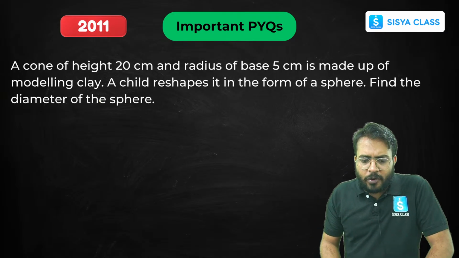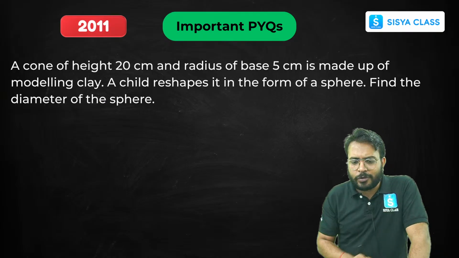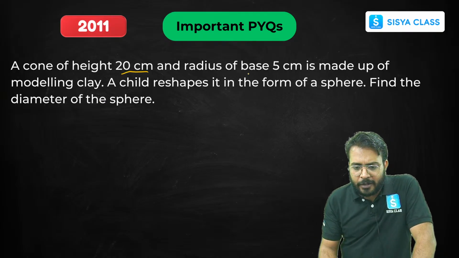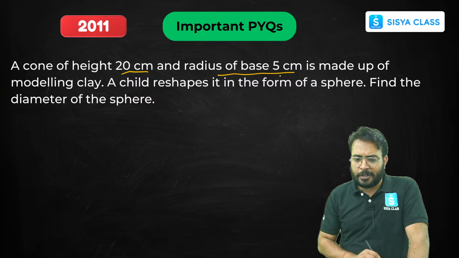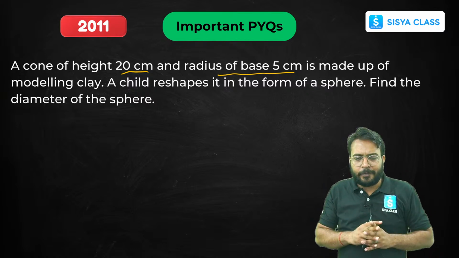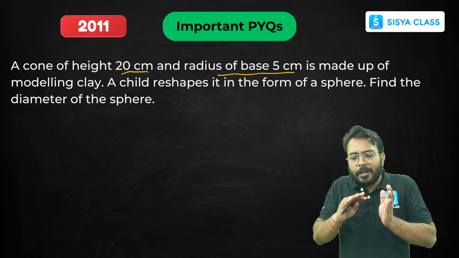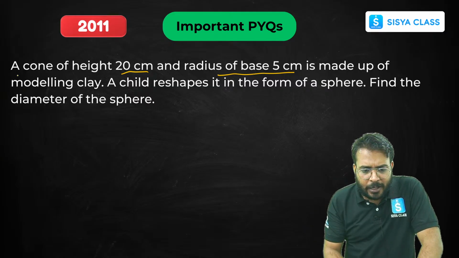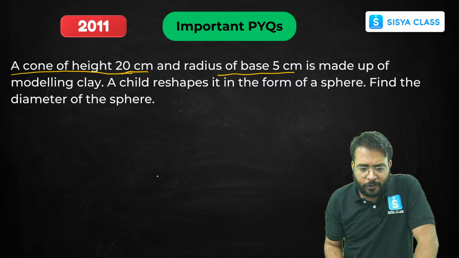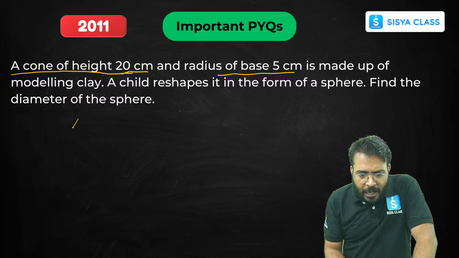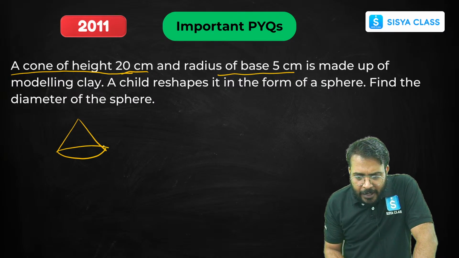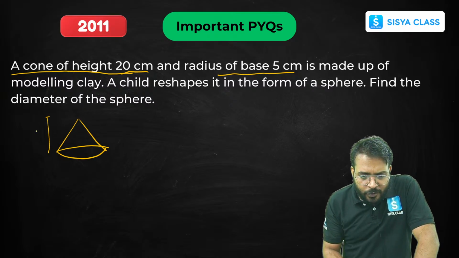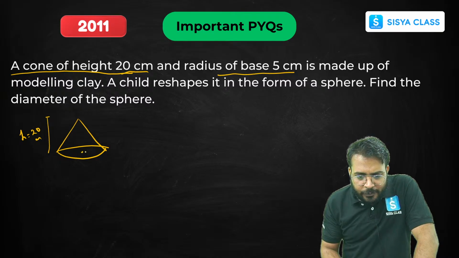A cone of height 20 centimeter. We are having a cone whose height is 20 centimeter and radius is 5 centimeter. It is made up of modeling clay. Now a child reshapes the same thing. So let us draw the figure for the first statement. So we are having a cone. It is having the base, and height is given. Height they have given as 20 centimeter, radius they have given as 5 centimeter.